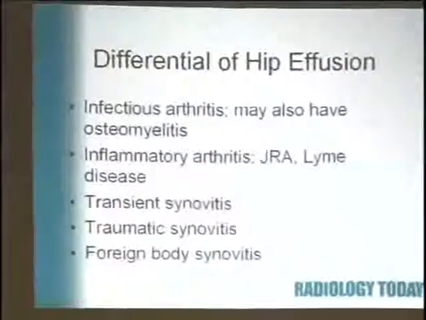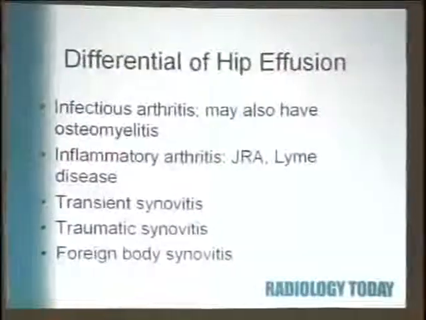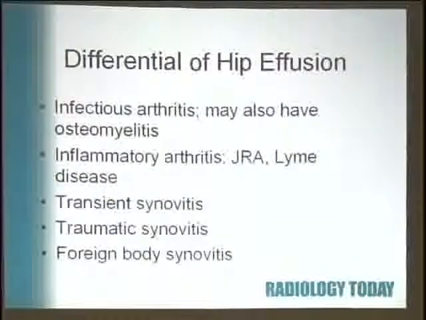The differential, it could be anything. It could be infectious, inflammatory. Older children will have a transient synovitis. It could be traumatic, and sometimes even a foreign body. So as always, the history is the most important thing. Did they fall on a thorn? Did they have a puncture mark?